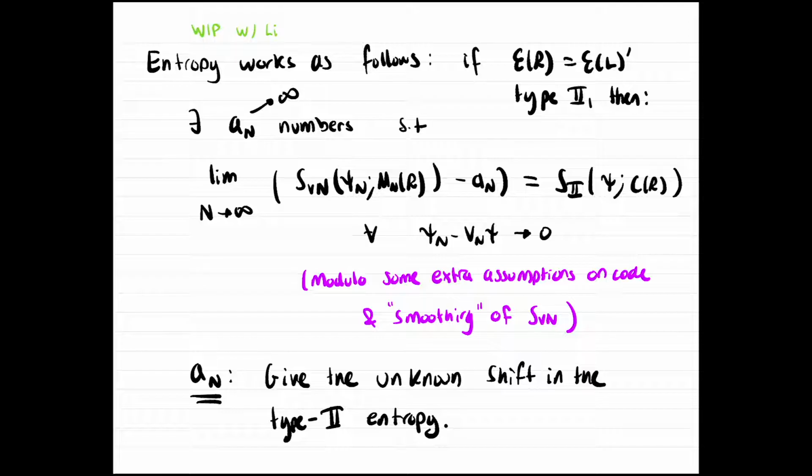And some extra things, in particular, this von Neumann entropy is not actually the von Neumann entropy, it's some smooth version of the von Neumann entropy. Good. So this, in some sense, answers the question of what this sort of unknown shift is in the type II entropy.